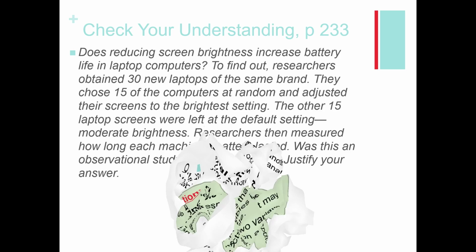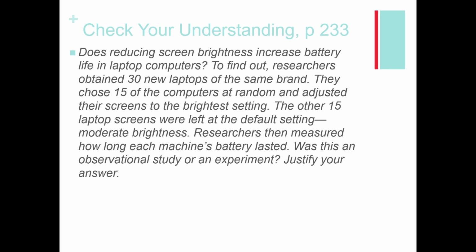So just to check your understanding: does reducing screen brightness increase battery life in laptop computers? Researchers grabbed 30 new computers of the same brand. They picked 15 of the computers at random. Notice random assignment is going to be a feature of experiments. And they adjusted their screens to the brightest setting. Okay, so we have a brightest setting group. And the other 15 laptop screens were left at the default setting, which is moderate brightness. Then we measured how long each machine's battery lasted. So was this an observational study or an experiment?